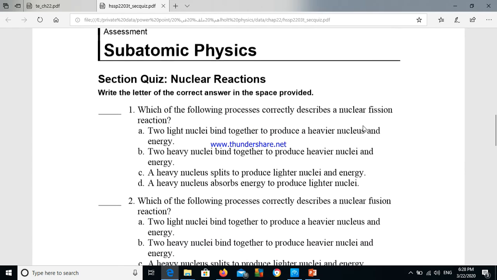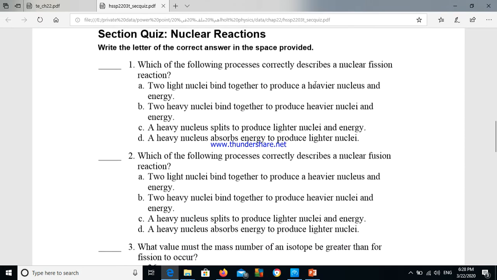Question number 1. Which of the following processes correctly describes a nuclear fission reaction? Two light nuclei bind together to produce a heavier nucleus and energy? No. Two heavy nuclei bind together to produce heavier nuclei and energy? No. A heavy nucleus splits to produce lighter nuclei and energy? Yes. This is the answer. Answer C for question 1.